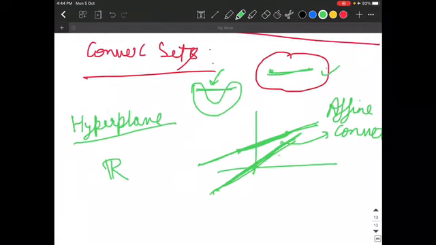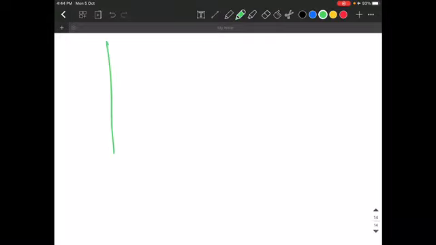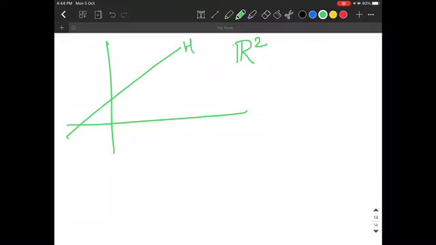Then we have a hyperplane. So we had a hyperplane, then we have half spaces. Let's look in R2 only for ease of visualization. So we have some hyperplane, let's say H, then it divides the entire space into 2 parts, right? Each of these parts is called a half space.